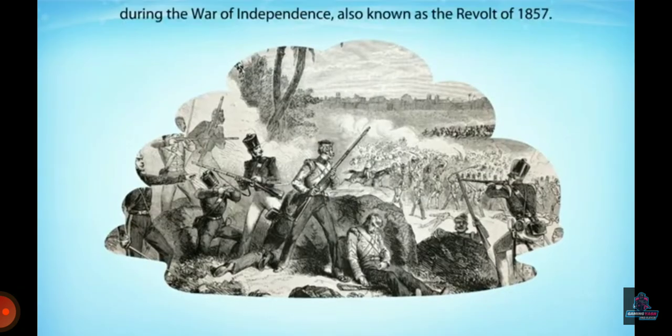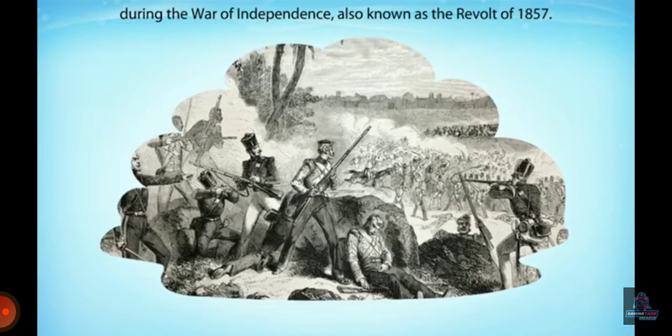During the First War of Independence, also known as... So you are seeing the picture. Sorry, not First World War. It is the First War of Independence, also known as the Revolt of 1857. It's a revolution in 1857. You can see the picture and observe how the soldiers are fighting against the Britishers. How our freedom fighters and everybody are opposing and fighting against the Britishers.